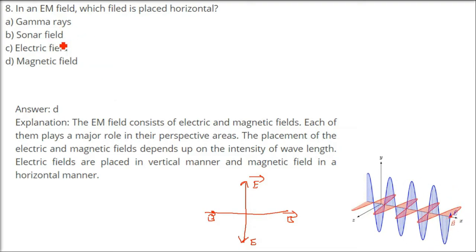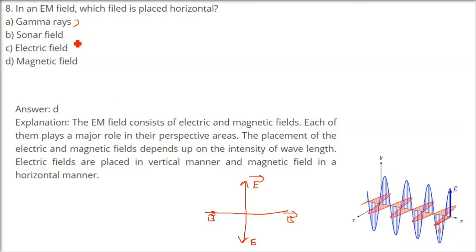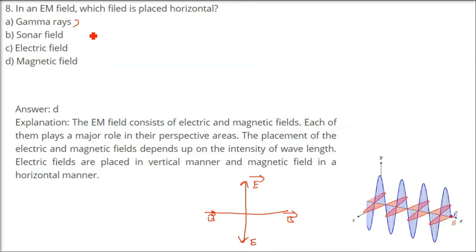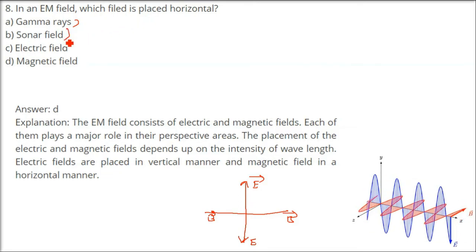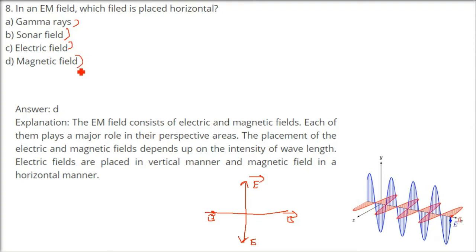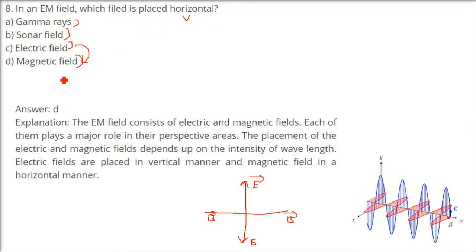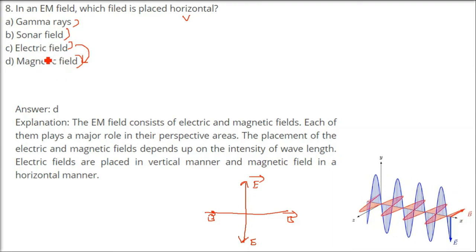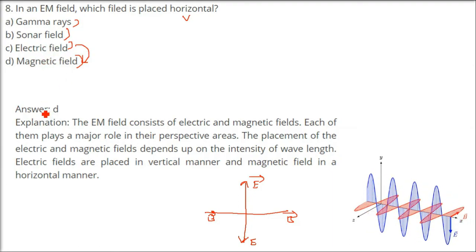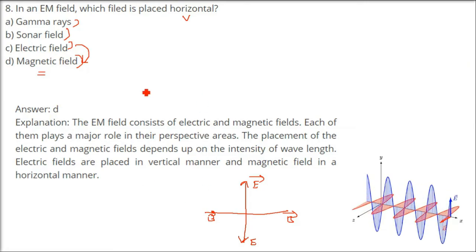So what do we do? Gamma rays, first of all, don't apply here anywhere in the question frame. Solar field also is not there. So electric field and magnetic field can be the answer. But horizontally and vertically, if you see the diagram and the animation, you can very well identify which is going to be horizontal and which one is going to be vertical.